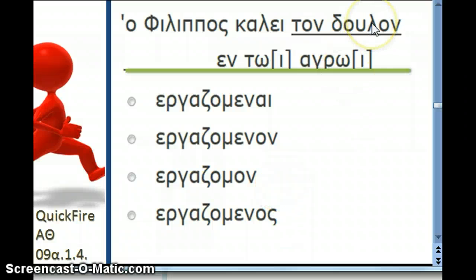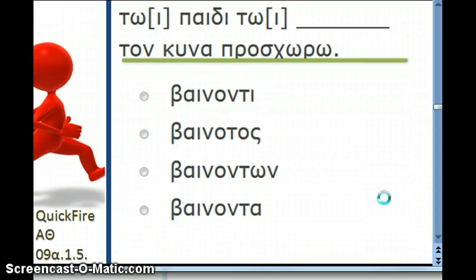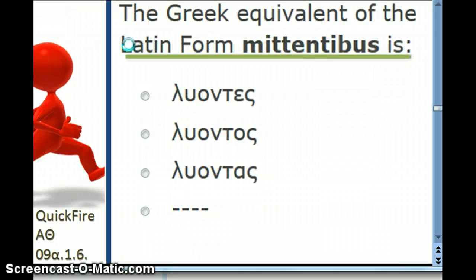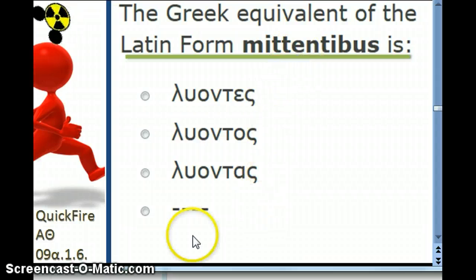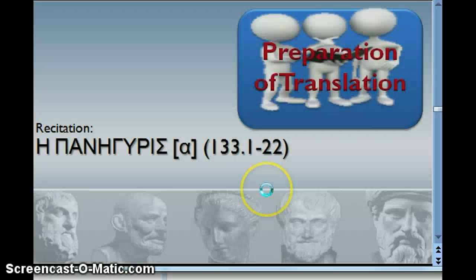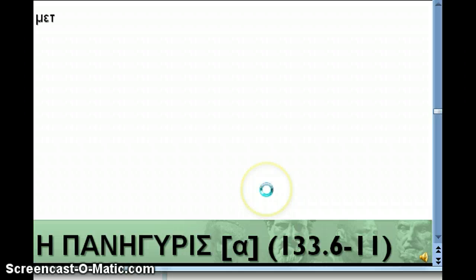It is accusative masculine singular, which happens to look just like the nominative. And we have here to paidi to. The repeated article indicates that it's being used as a straightforward adjective, a repeating article. And biounti, of course. This is either ablative or dative. Do we have that choice? None of the above. This is what the grammar would say.